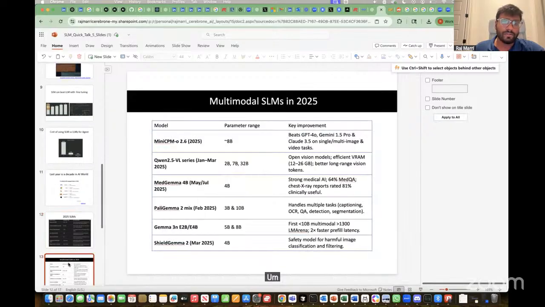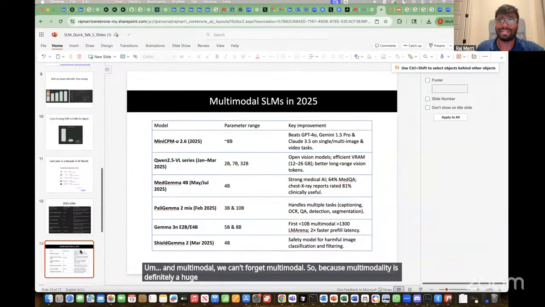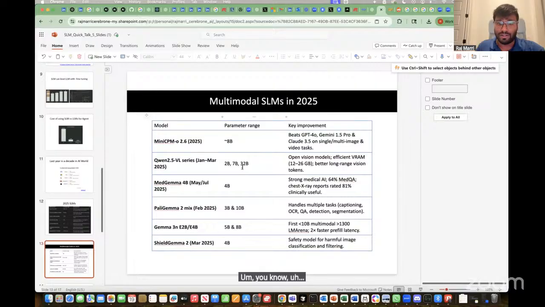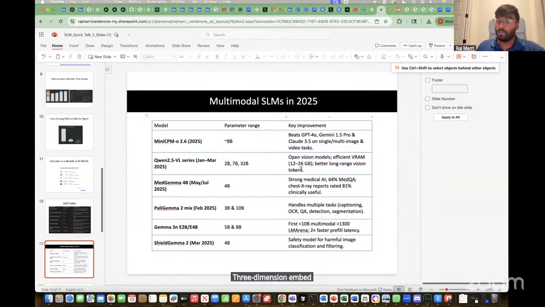And multimodal, we can't forget multimodal, because multimodality is definitely a huge application, where your models analyze videos or images. Qwen 2.5 VL does really great with videos, long-range videos, videos which are hour long. They came up with a new tokenization. They are using 3D, three-dimension embeddings. They're creating tubelets to do that.